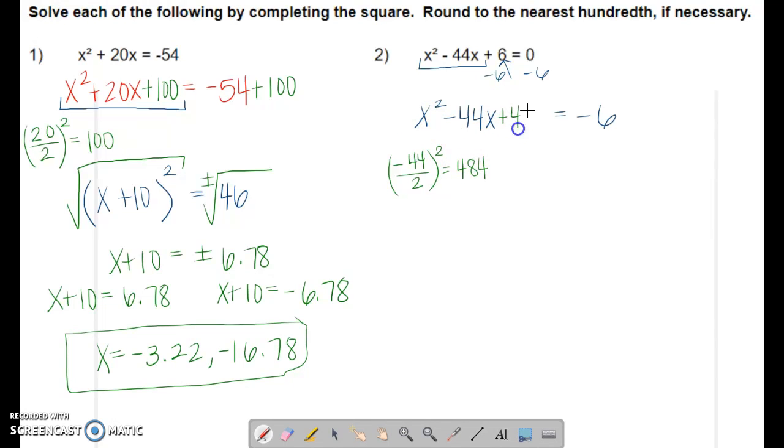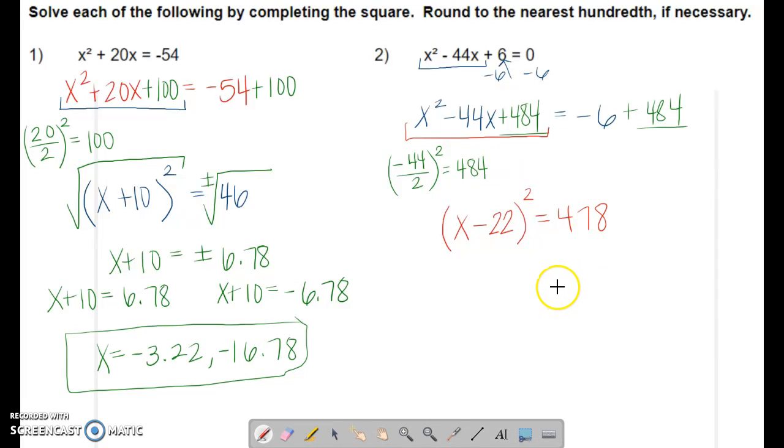So you want to add 484 to the left side, and since you added it to the left side, you also need to add it to the right side. And the whole point of this is that we have now completed a square, and we can factor this. Since it is a square, it's going to be that squared quantity, and it's always x plus half of b. Well, b is negative 44, so adding half of b, that's going to be adding negative 22. Well, I'm just going to write that as minus 22. So x minus 22, the quantity squared, equals 484 minus 6, which is going to be 478.